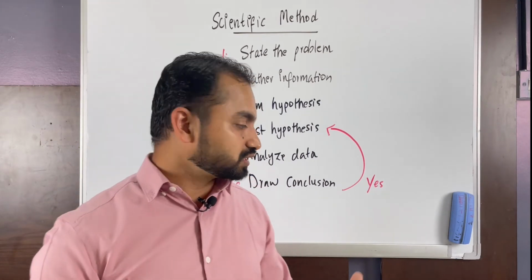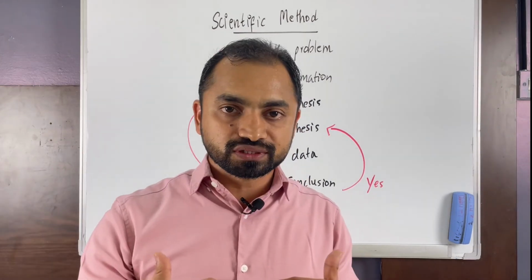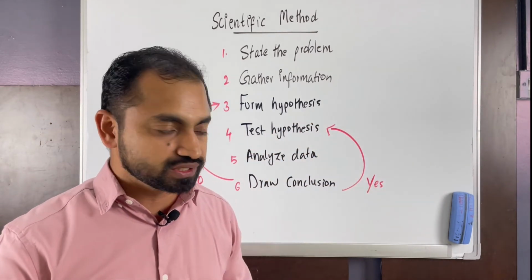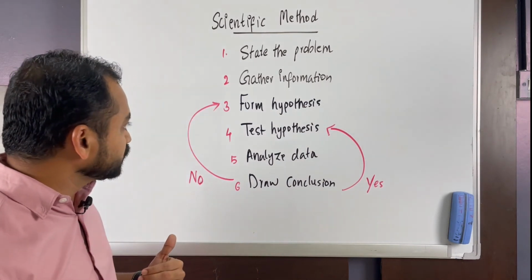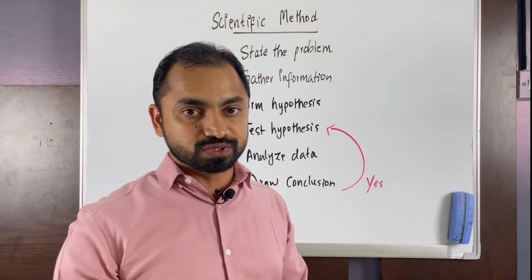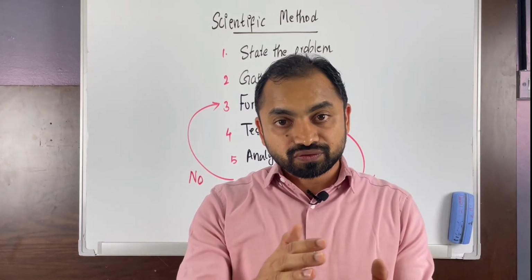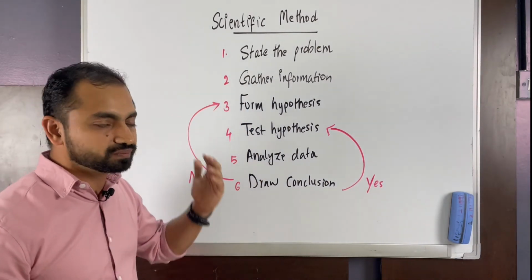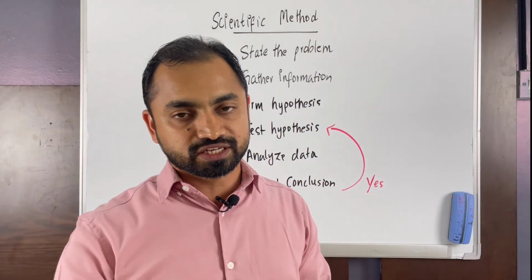After analyzing the data, we need to make a conclusion, that is our step 6, draw conclusion. During this step, we need to state whether our experimental result and our observation support the hypothesis we made. If it supports the hypothesis, then we need to go back to step 4 and test the hypothesis, which means we need to repeat the experiment to get a more reliable result. And if our experimental result doesn't support our hypothesis, then we need to go back to step 3 and modify the hypothesis or change the experimental setup.